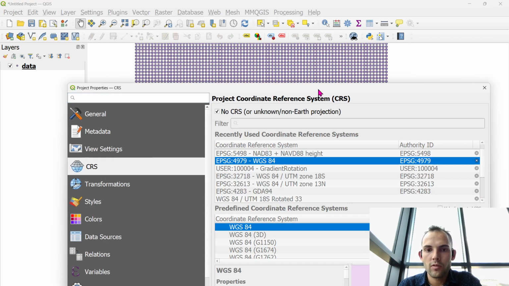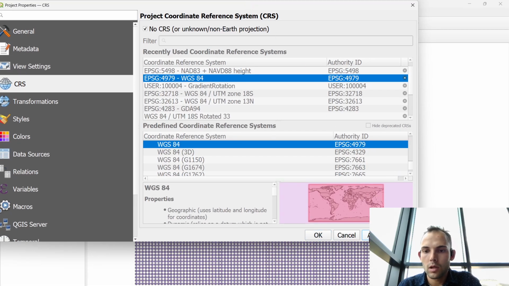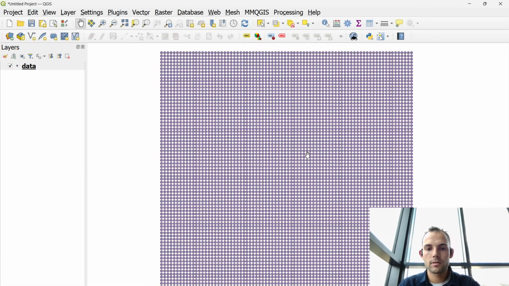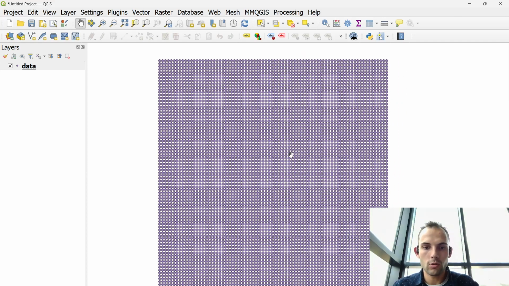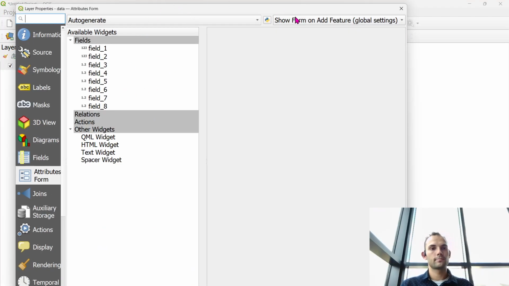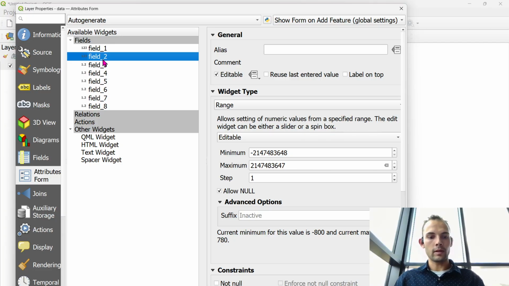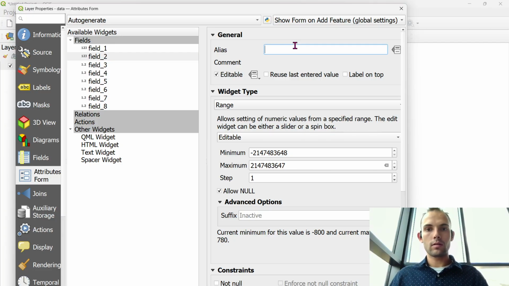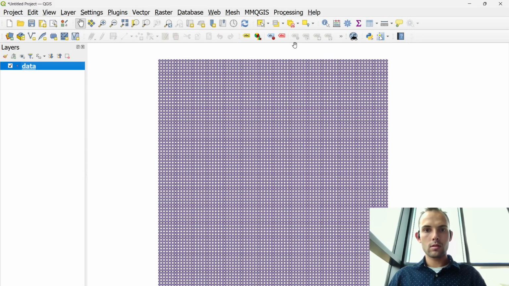No CRS. Apply. Okay, now we're in some arbitrary coordinate system with our data. And here are all our fields. Let's just see whether we can give these better names or not.